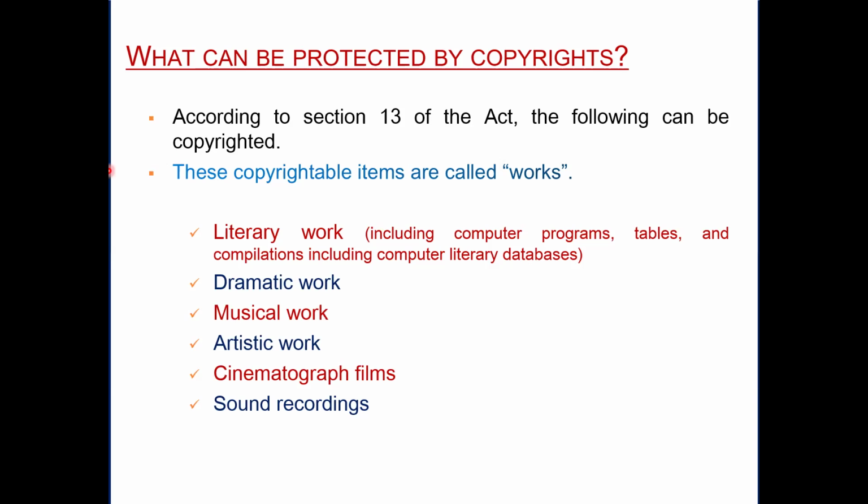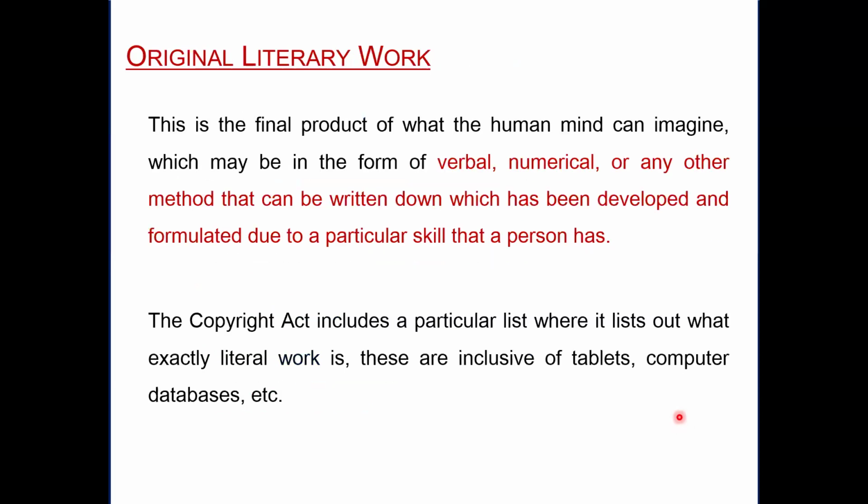Now you see what the works are that can be protected by copyright. Number one, it is literary work. Then there is dramatic work, musical work, artistic work, cinematograph films, and sound recording. These are the broad aspects on which you can get a copyright. Let us now get into each of them one by one. Let us first take the matter of original literary work.